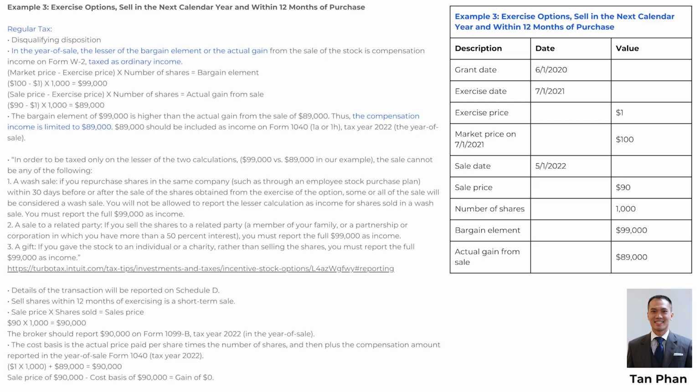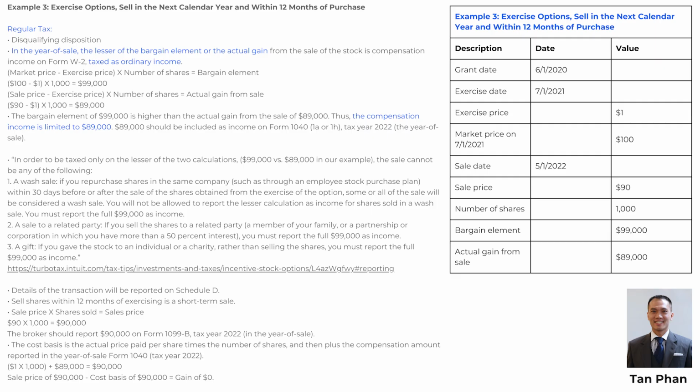Selling shares within 12 months of exercising is a short-term sale. Sale price times shares sold equals sale proceeds. $90 times 1,000 equals $90,000. The broker should report $90,000 on Form 1099-B, tax year 2022, in the year of sale.